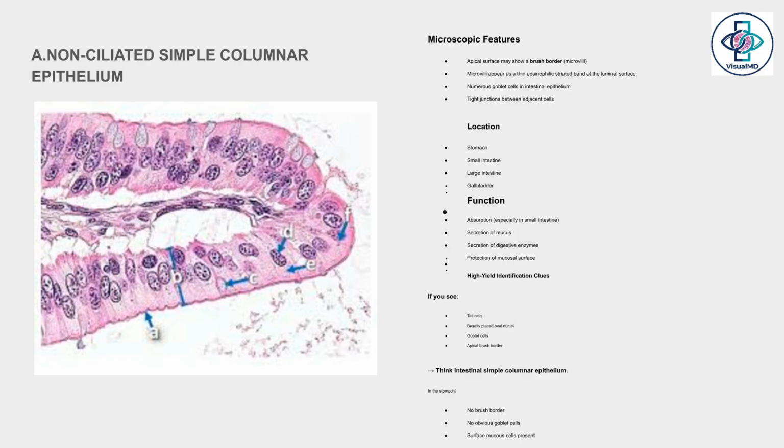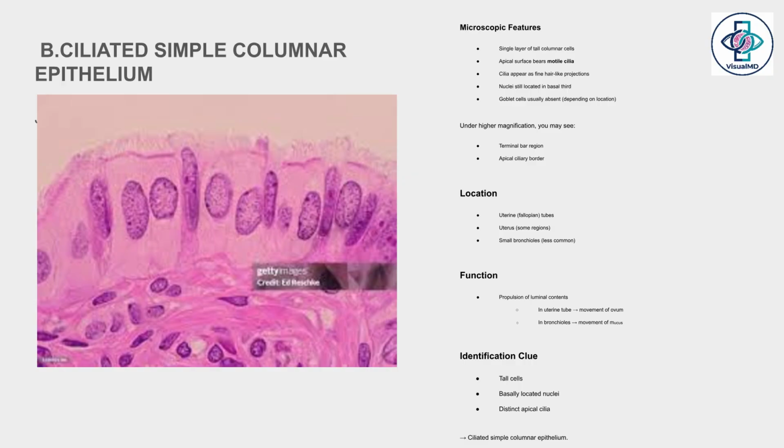Non-ciliated simple columnar epithelium often has a brush border and numerous goblet cells, as seen in the small intestine. Its functions include absorption and secretion of mucus and enzymes. Ciliated simple columnar epithelium possesses motile cilia on its apical surface and is found in the uterine tubes. Its function is to propel luminal contents.